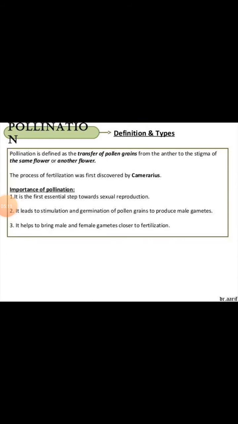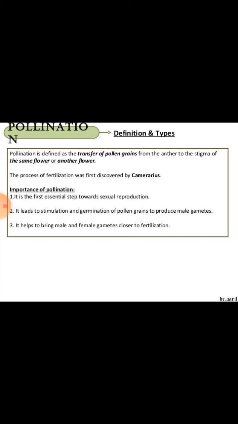So again, I recall: what is pollination? It is the transfer of pollen grain from anther to stigma of the same flower or another flower, that we classified into self-pollination and cross pollination. It is an important process of fertilization, first discovered by Camerarius.